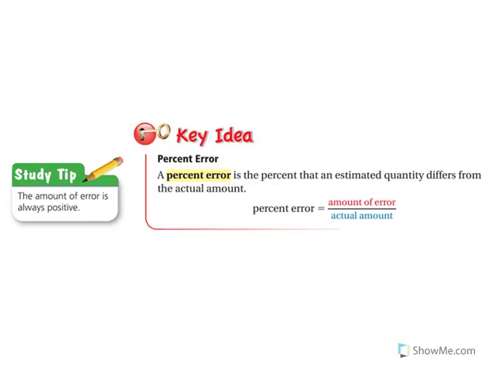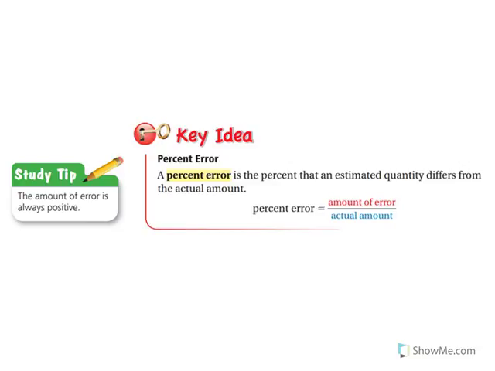Okay, our next key idea is percent error. A percent error is the percent that an estimated quantity differs from the actual amount. So when we make an estimate, once we find out what the actual is, we can find out what our error was compared to what it actually is. To do this, you take the amount of error and divide it by the actual amount.